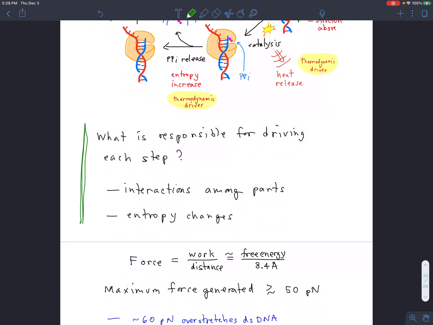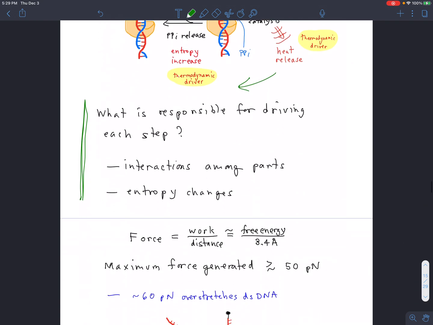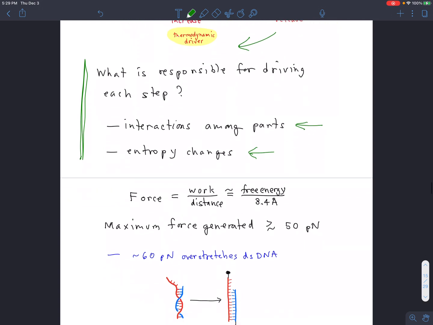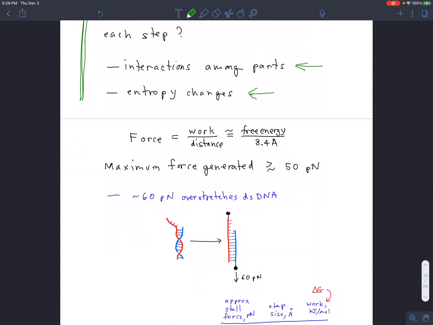We looked in some detail at the structures and interactions and motions that occur and are responsible for making each of these steps go. We looked at interactions among the parts. We looked at entropy changes, all those kinds of things. That's too much detail for today, but I encourage people to look that over again, listen to that lecture again, or look over the notes again.